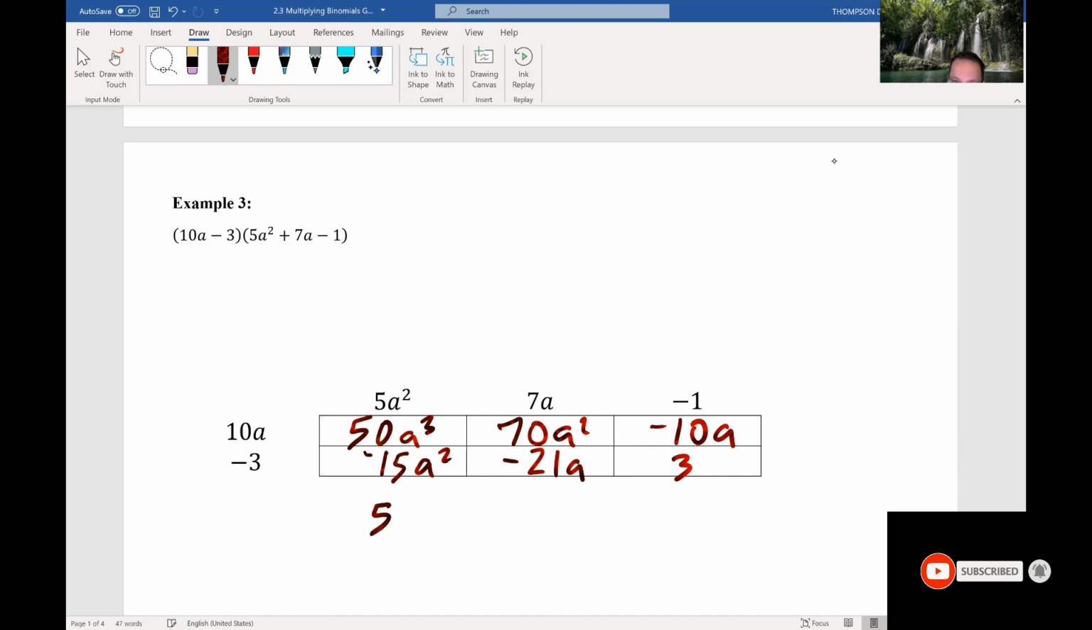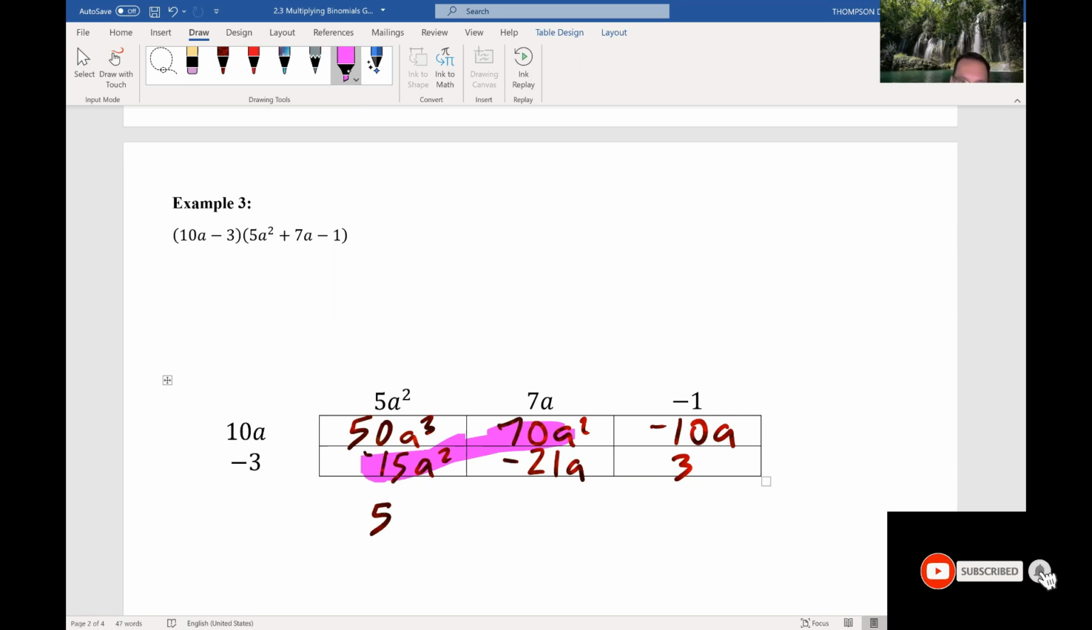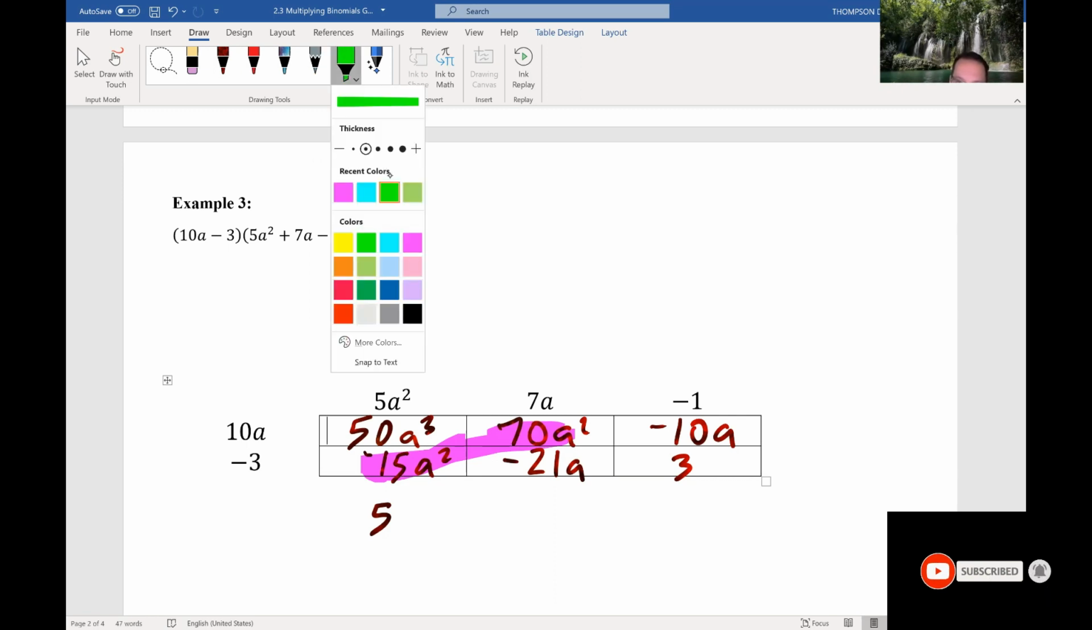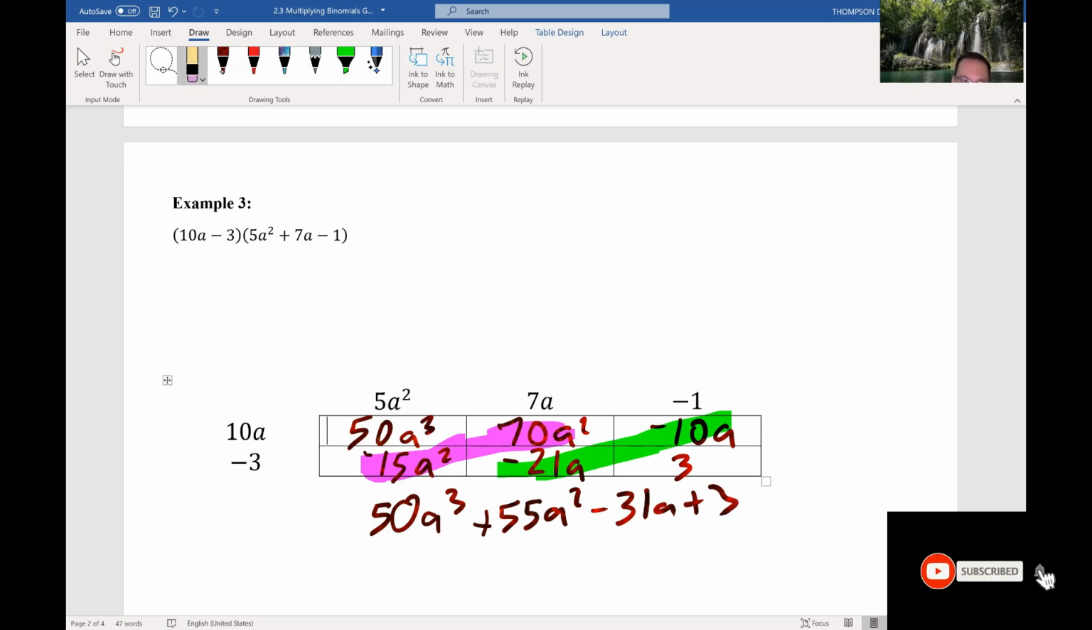Combine your like terms, which again are the diagonals. Let's highlight to make it stand out more. Here's your first set of like terms, the two a squared terms, and here's your next one, because they just have an a. So we have 50a cubed, 70a squared plus negative 15a squared is 55a squared. Negative 10a plus negative 21a is negative 31a, plus 3. And we are done.